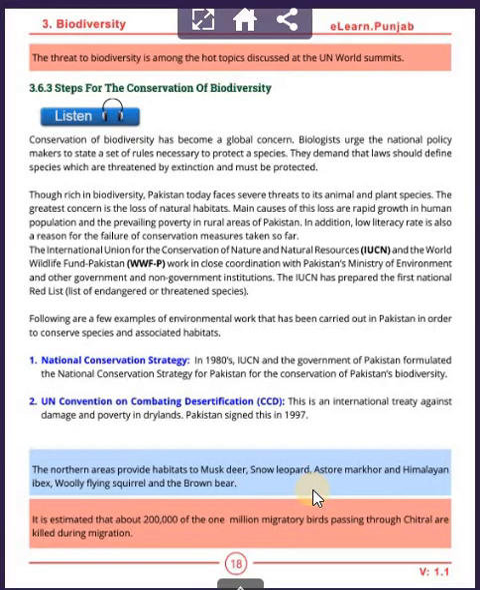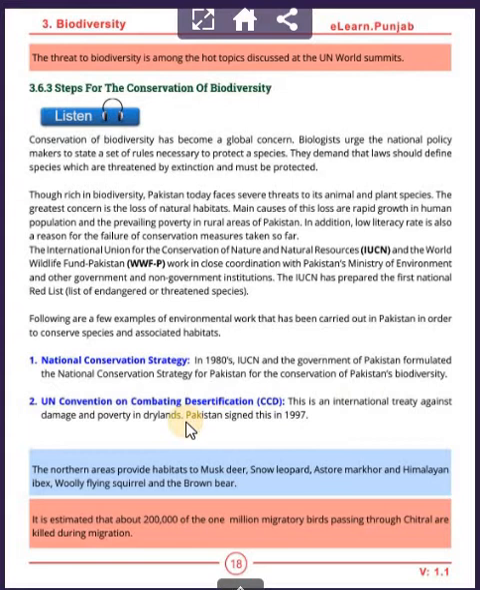What are the steps that were taken for the conservation of biodiversity? The two main organizations are the International Union for the Conservation of Nature and Natural Resources and the World Wildlife Fund Pakistan. These two organizations played the main role in conservation of biodiversity. The first step was the National Conservation Strategy, given in the 1980s, in which IUCN and the government of Pakistan formulated a strategy for the conservation of biodiversity in Pakistan.